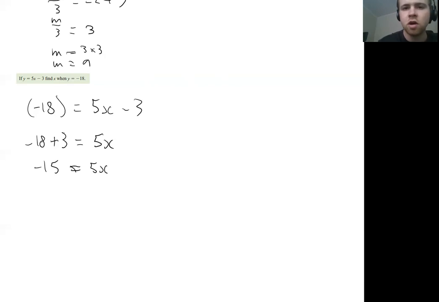And then the opposite of timesing by 5 is dividing by 5. So we end up with minus 15 divided by 5 equals x. And we can just simplify that answer to finish it off. We get minus 3 equals x. We've got x on its own.